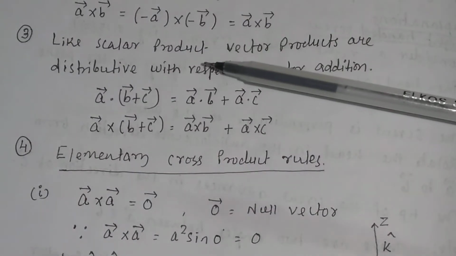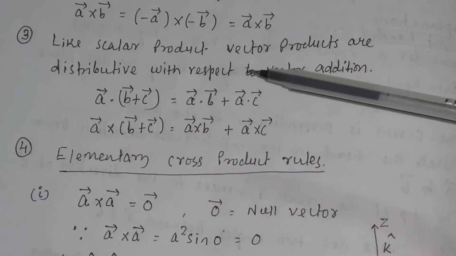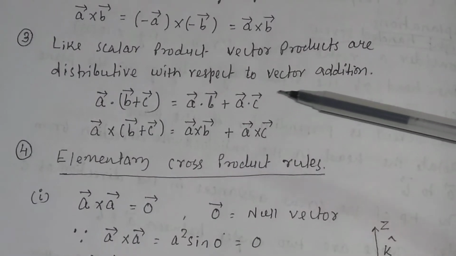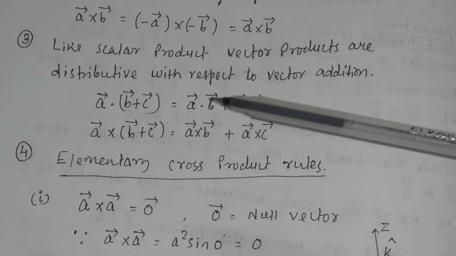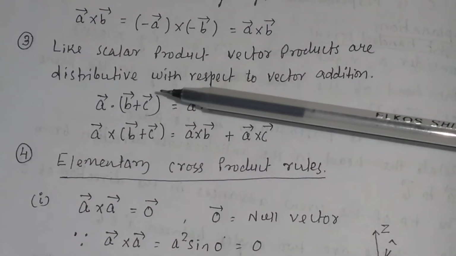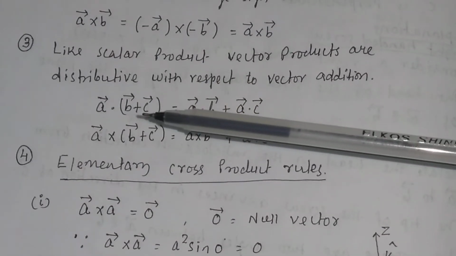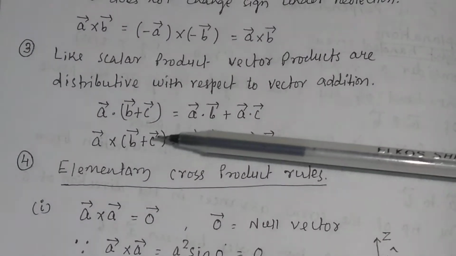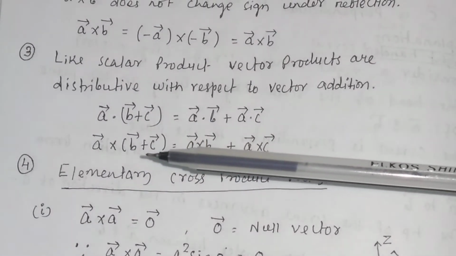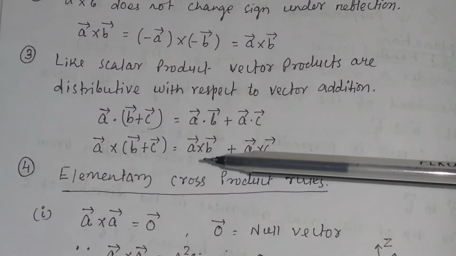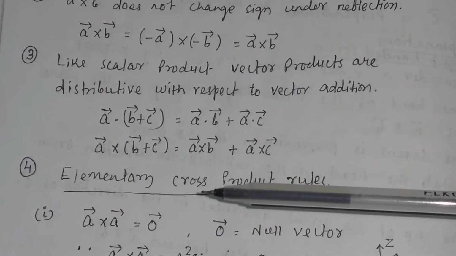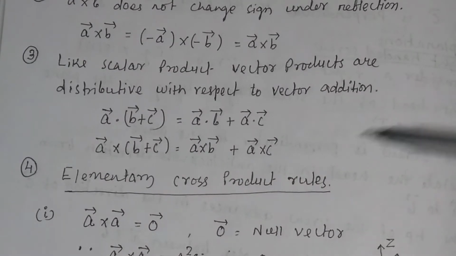Next important note: like the scalar product, vector products are distributive with respect to vector addition. That means in scalar product we have read that A dot (B plus C) equals A dot B plus A dot C. In vector product also, A cross (B plus C) equals A cross B plus A cross C. Now we'll learn about some elementary cross product rules.